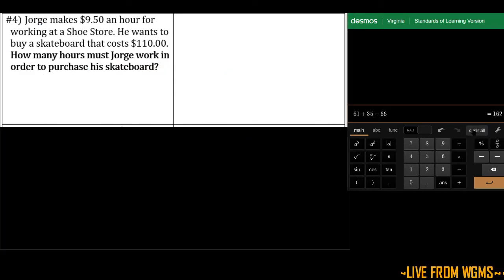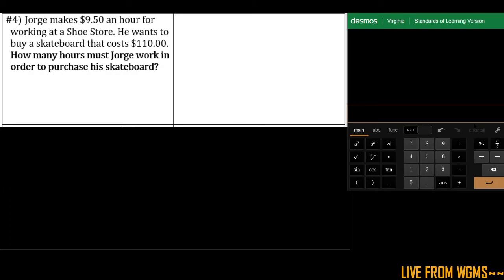For number 4, it says Jorge makes $9.50 an hour working at a shoe store. He wants to buy a skateboard that costs $110. How many hours must Jorge work in order to purchase his skateboard?